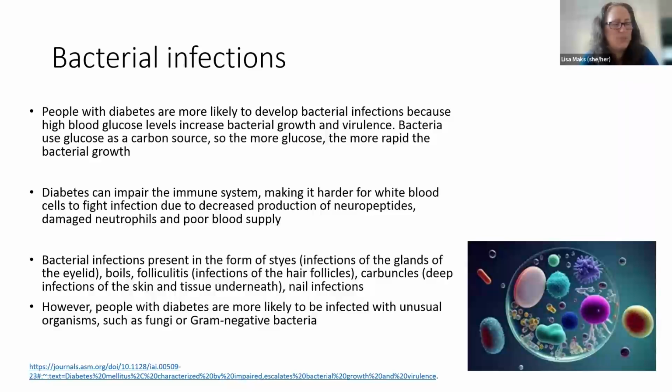Bacterial infections can present in the form of styes, infections in the eyes, boils, folliculitis, infections in the hair follicles, carbuncles, which are deep infections of the skin and tissue underneath, and nail infections. But people with diabetes might be more prone to being infected with unusual organisms, such as fungi or gram-negative bacteria.